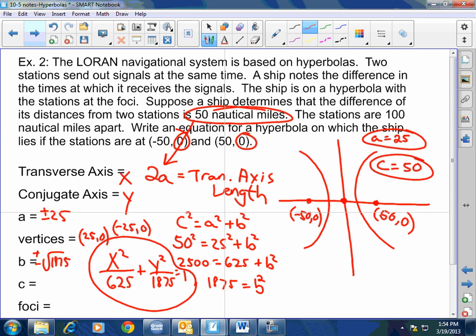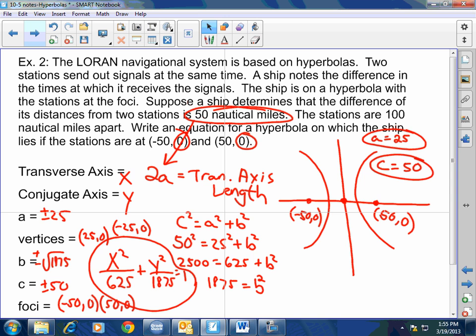My c is 50 plus or minus, and my foci we already know is negative 50, 0, and 50, 0. That makes sense, guys? And that's a hard question, because it's a word problem. But this is a very lifelike scenario. This is how they use the Lorentz system. This is how they navigate. Okay? It's pretty cool.